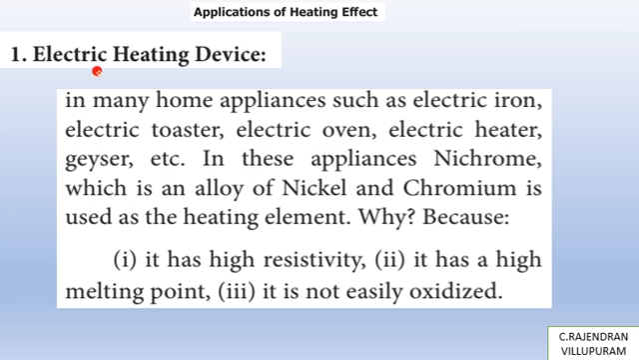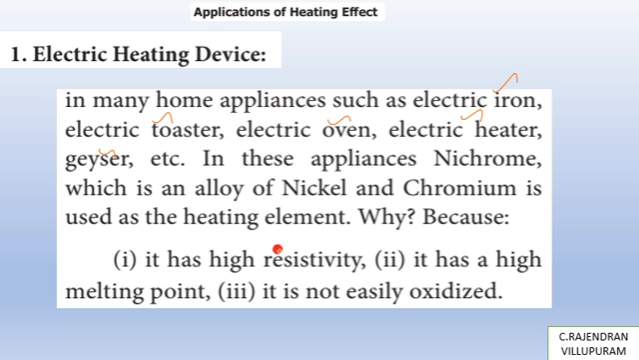First, you are going to see about the electric heating device. What are the electric heating devices that we have used in our home? Electric iron, that is iron box, electric toaster, bread toaster, electric oven, electric heater, and geyser. So these are the devices which produce a large amount of heat energy. In order to produce a large amount of heat energy, these devices will have a conductor having the following properties.